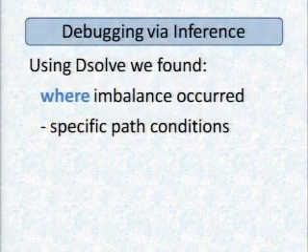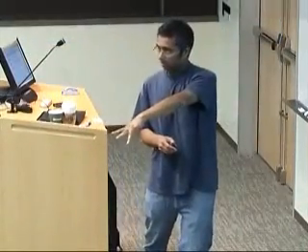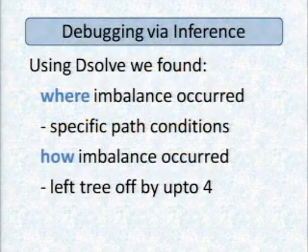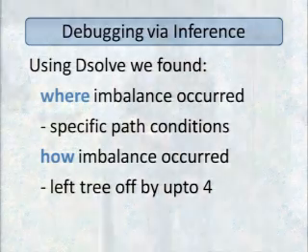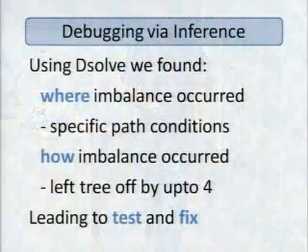And you might wonder how. Well, here's how. Using Dsolve, we actually found exactly where the imbalance occurs. It says under this particular condition is where the balance invariant gets smashed. And moreover, and here's the key, Dsolve told us how the imbalance occurred. It said that at this point, the left tree might be off the right tree by up to 4. So it would say that under such and such condition, this tree can grow much larger than the other tree. And with these two facts, it was actually quite immediate to find a test and a fix.